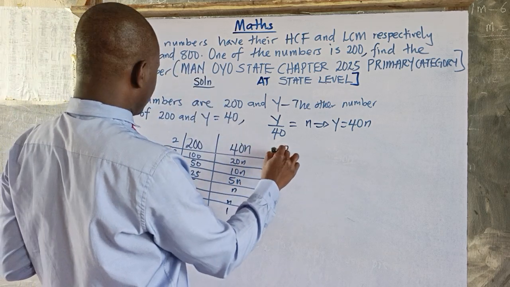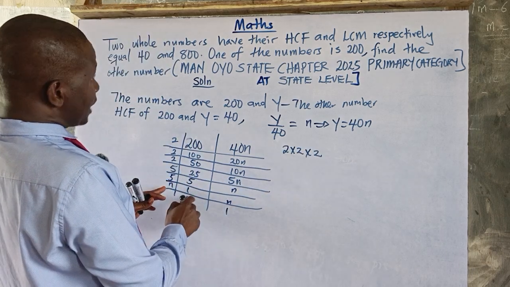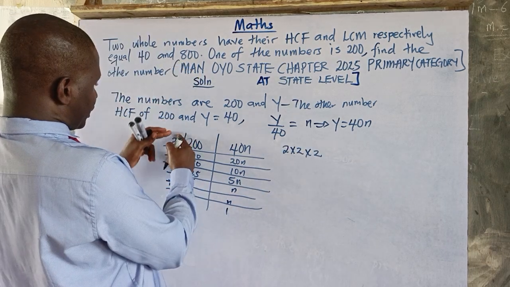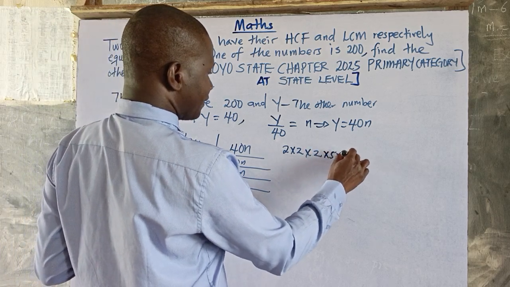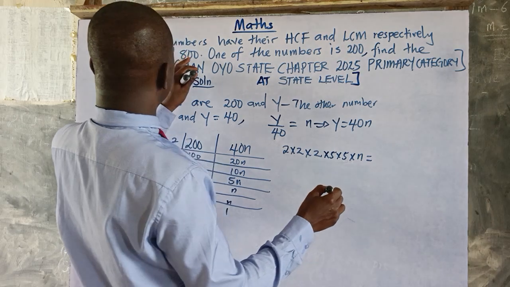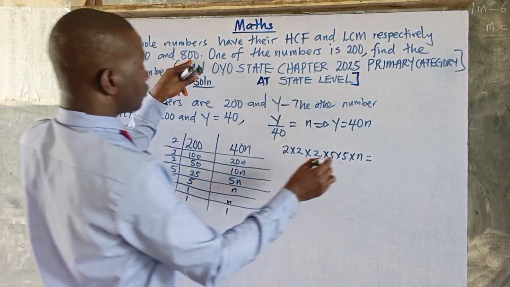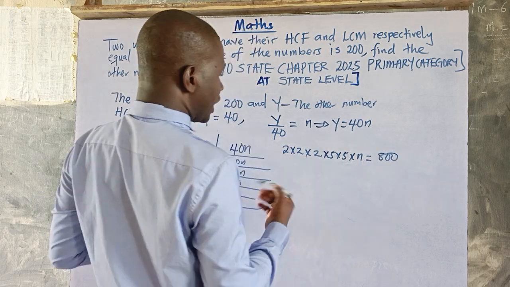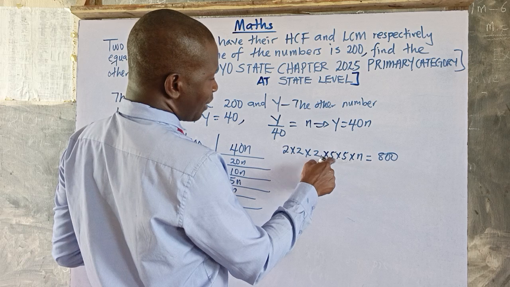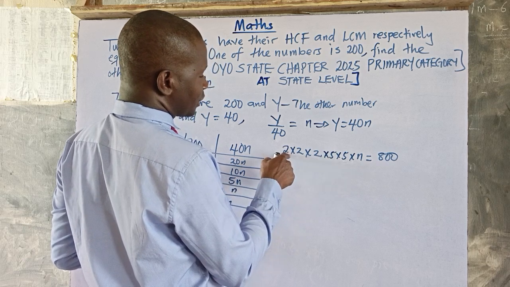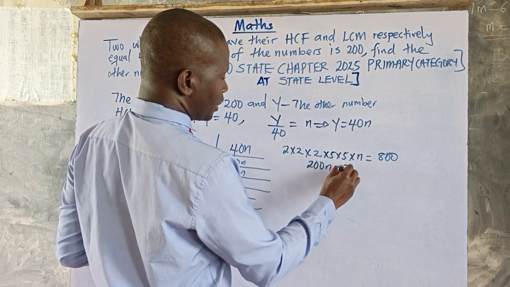This implies that when we multiply these numbers together, it is equal to 800. Now we say 2 times 2 times 2 times 5 times 5 times n equals the LCM, because what we did here is the LCM. So it equals 800. That implies 2 by 2 is 4, 5 by 5 is 25, 25 by 4 is 100, times 2 is 200. We have 200n equals 800.